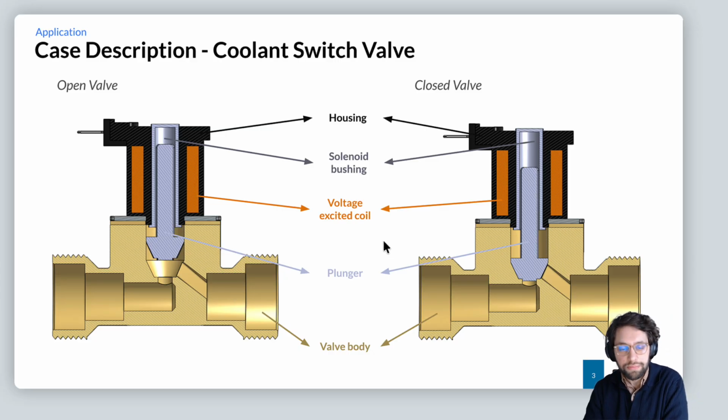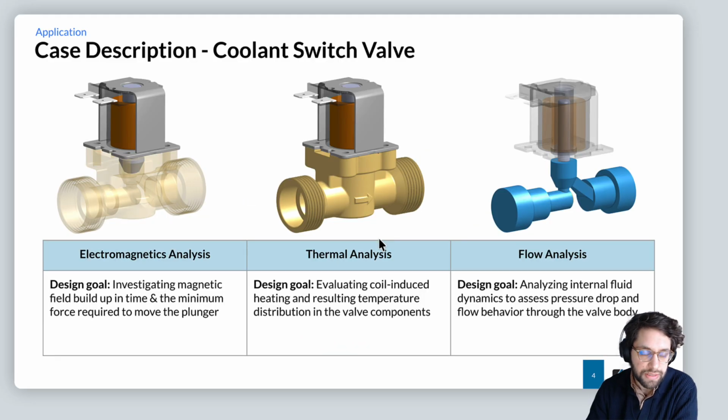Right, and the objectives of this analysis essentially is decomposed into three main areas, right? So on the electromagnetic side of things, we're interested in investigating the magnetic field buildup in time, the minimal force required to move the plunger, and of course, how quick does the force reach its maximum, right, in a transient sense. Then on the thermal analysis side of things, we need to make sure that this heat that's being generated by the coil is not overheating the system, or maybe we also want to analyze the environment that the solenoid is placed in and just make sure that everything is operating in a thermally optimum manner.